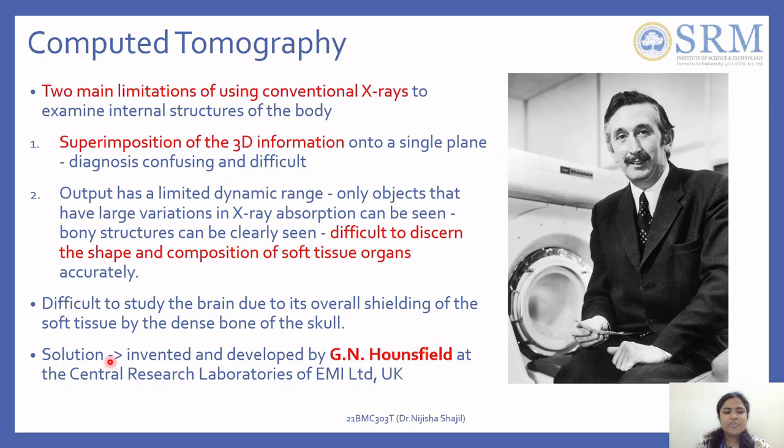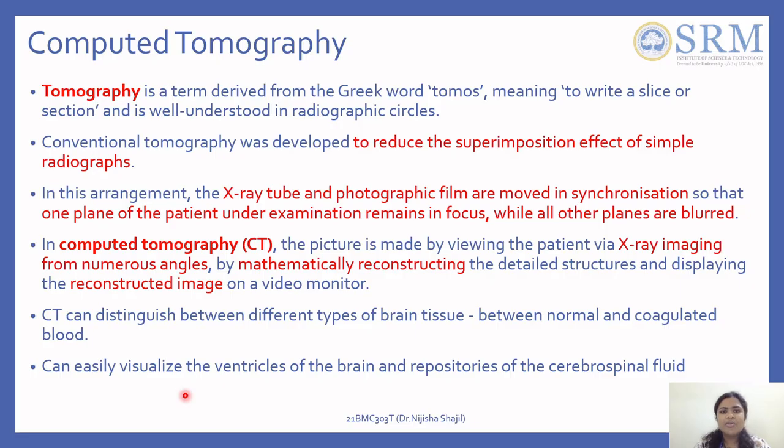The solution to this was invented and developed by G. N. Hounsfield at the Central Research Laboratory of EMI Limited, UK, and that is how computer tomography came into existence. Before we go to that, what do you mean by tomography? It has two words, tomo and graphy. Tomo is nothing but a slice or a section. So in this case, you're going to image a section, a slice of the body. This was developed to reduce the superimposition effect of simple radiography.